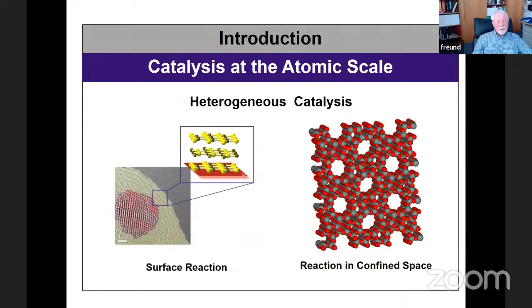Now, we will concentrate on heterogeneous catalysis, and I will show you two examples. One is connected with a classical surface reaction where we have a solid and a gas interacts with it. The second one is something people call reaction in confined space, something that, for example, happens in zeolites and these materials that have pores, where the molecules move into the pores, react there, and then have to get out of the pore again.